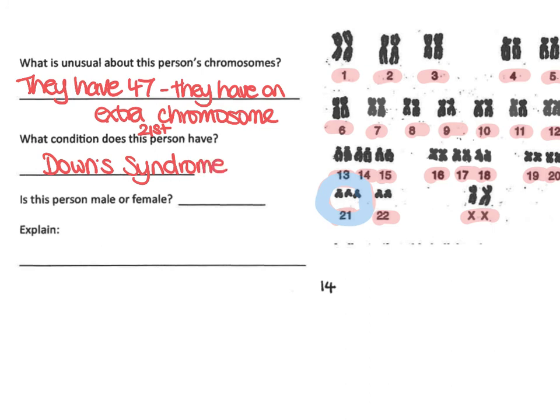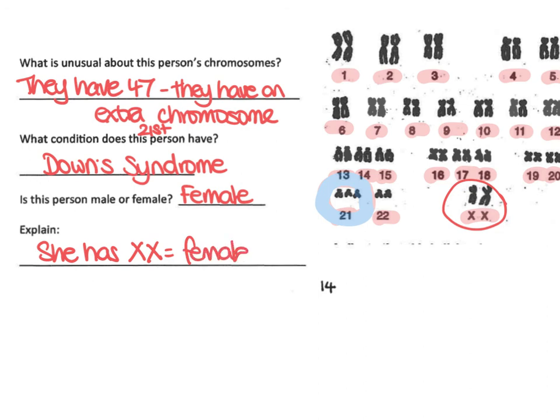Okay, we're asked another question. Is the person male or female? Well, over there we can see the sex chromosomes are XX, so XX is female. Explain. Okay, there we go. So she's 2 X's, therefore she's female.